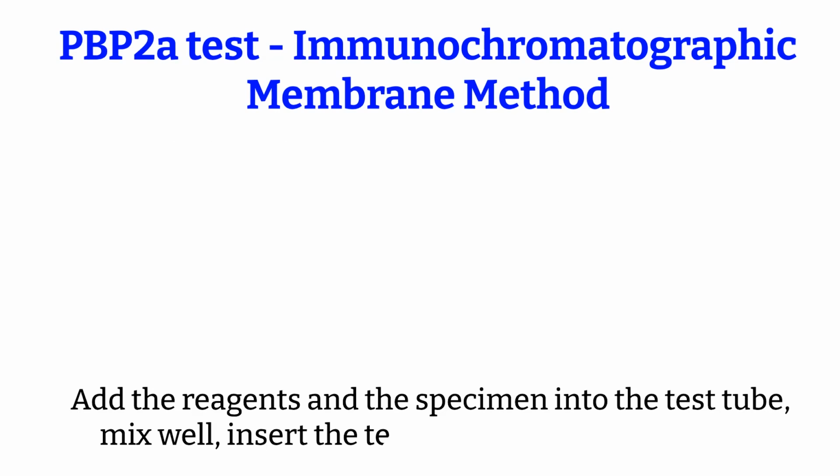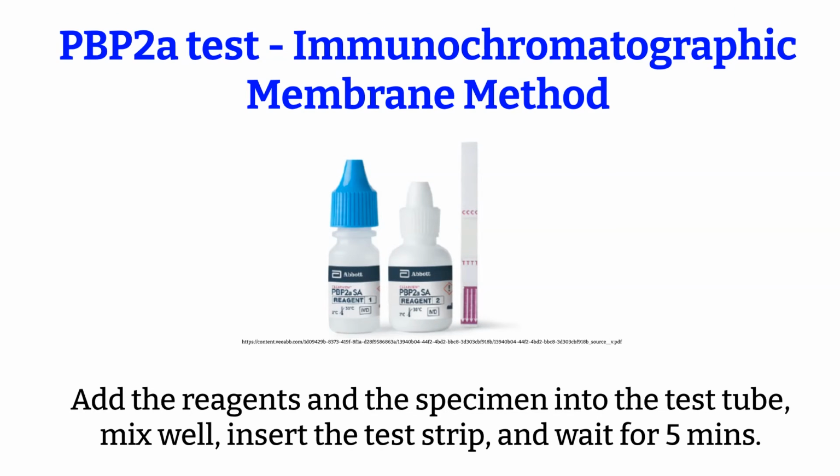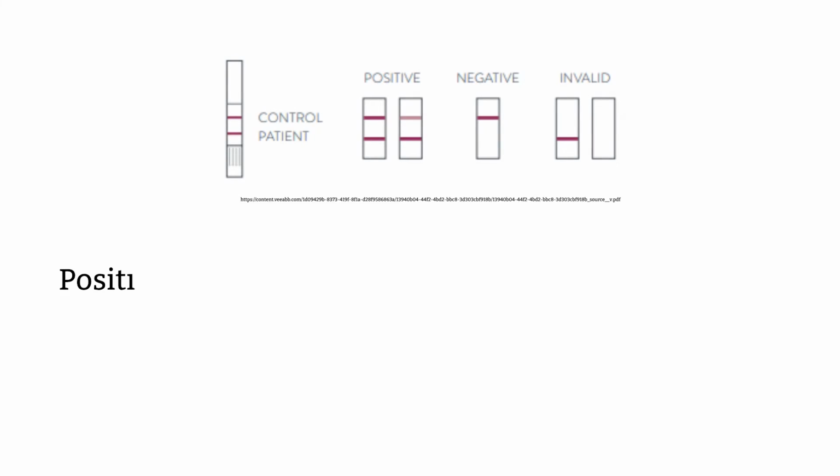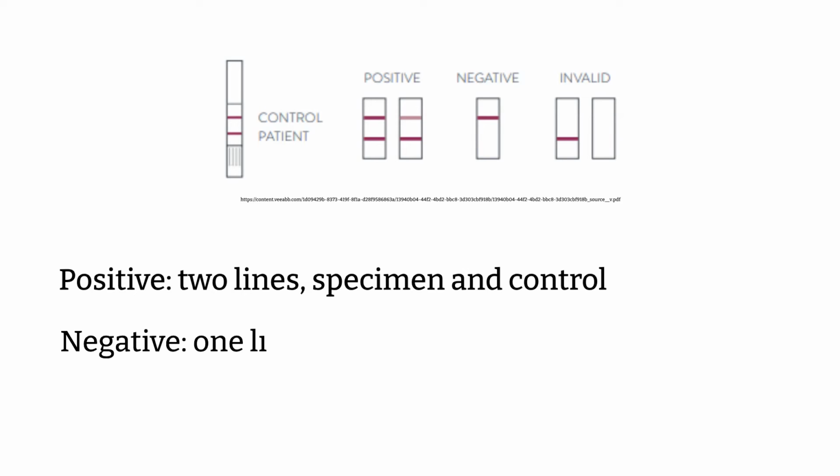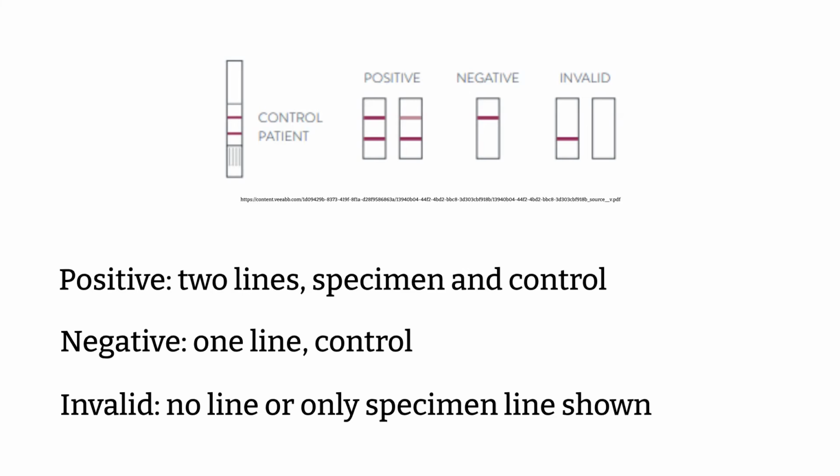Another method of rapid detection of MRSA is the immunochromatography membrane. In this method, we will use highly sensitive recombinant monoclonal antibody fragments to detect the PBP2a protein directly from the bacteria isolate. You will add the reagents and the test organism into the test tube, mix well, insert the test strip, and wait for 5 minutes. If you see two lines, it means a positive test. A positive result means positive for PBP2a. Or if only the control line shows up, it means it is negative. A negative result means negative for PBP2a. However, if only a sample line shows up, the test is invalid. Invalid means you will have to retest the sample.